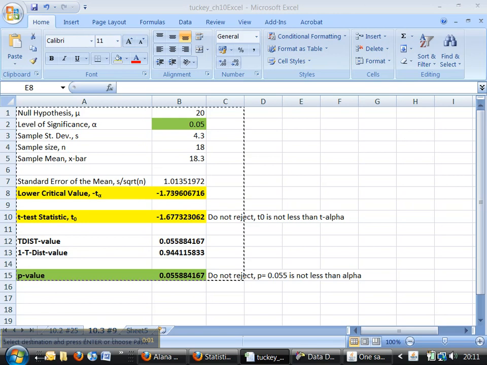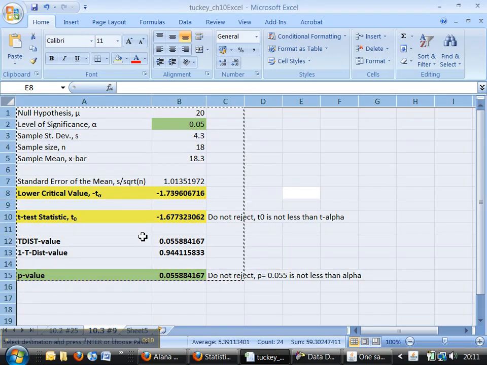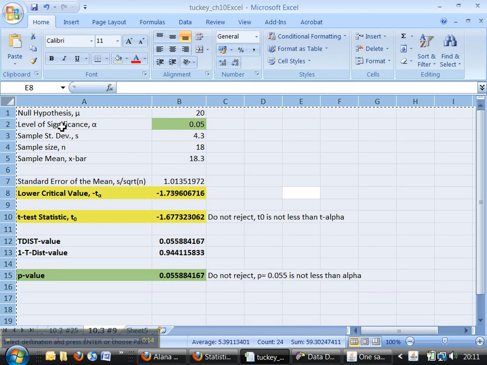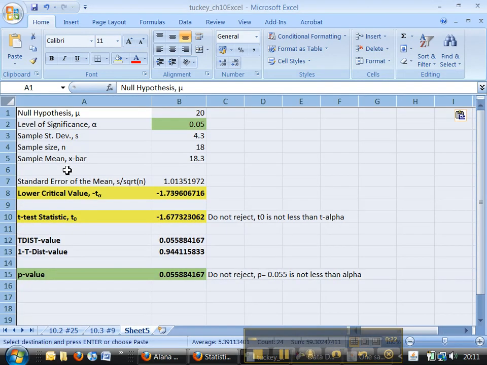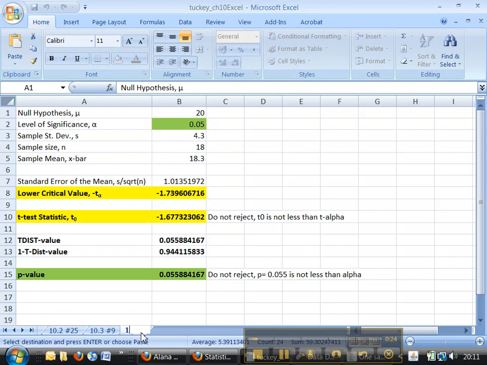All right, now it's time to move on to 10.3, number 15, which is going to be a right-tailed test for us. So the first thing I'm going to do is be a little cheap here, and I'm going to copy. By the way, I hit Control A to get all of this, and Control C to copy, and then I'm going to move that over to my new sheet, and I'm going to paste. I'm going to label it 10.3, number 15.